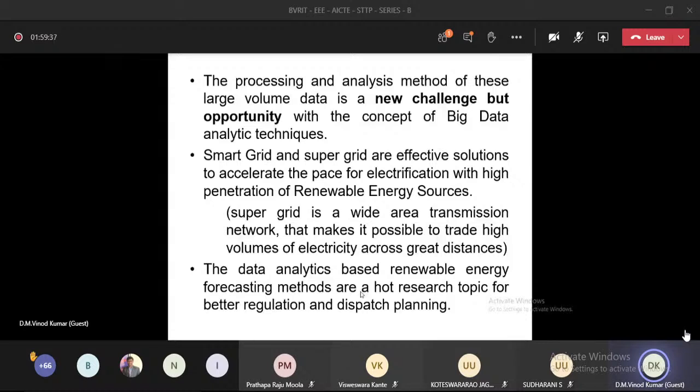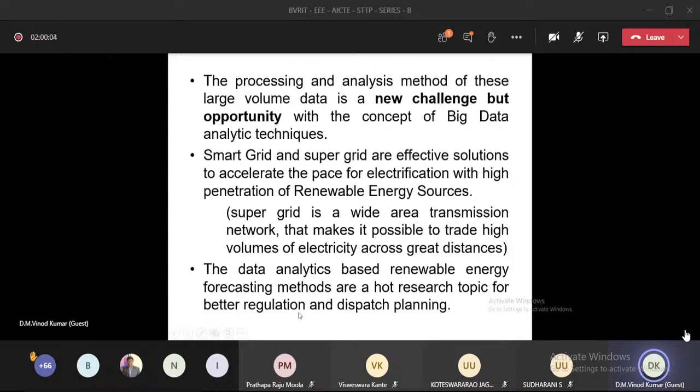Wherever in business also, suppose a business wants to predict the profits for the next 3 months. A car company wants to know approximately how many cars it can sell. Therefore, that type of prediction we can get most of the time. People are using these applications in business also. Therefore, data analytics based renewable energy forecasting methods are a hot research topic for better regulation and dispatch planning.